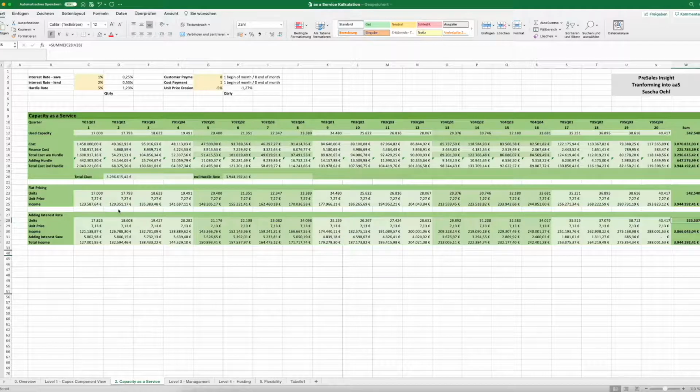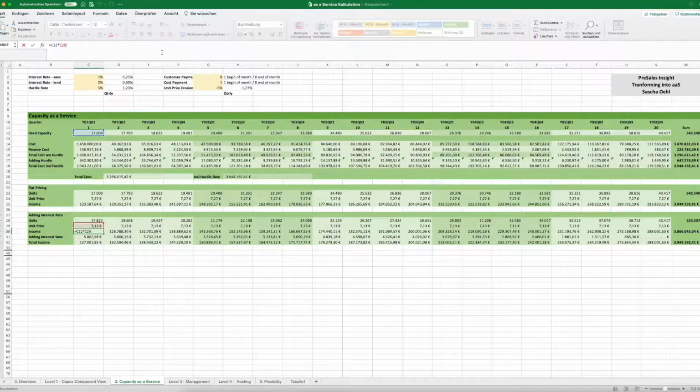Now this turns out to be 553,507 units. What we do now, again the flat pricing, as you may expect: we divide the total cost including the hurdle rate by the number of units including the saving interest rate, and we get a price of €7.30.